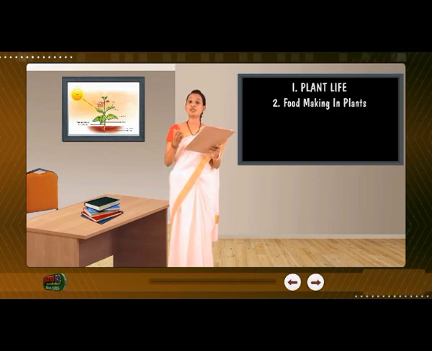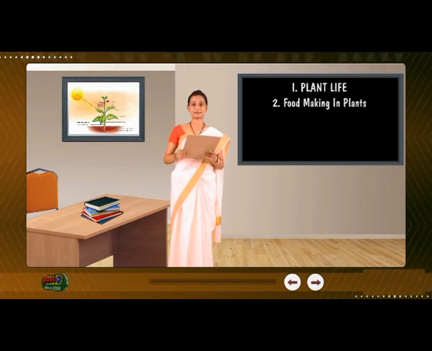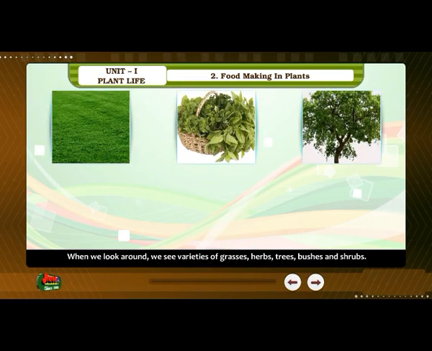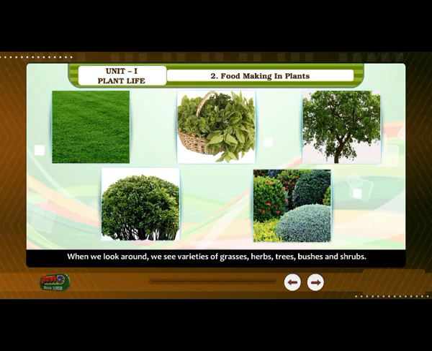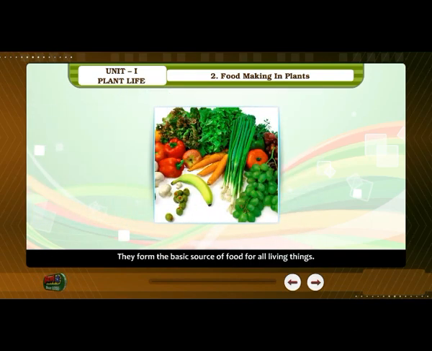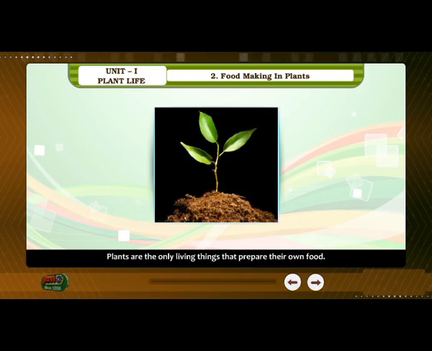In this lesson, you will learn about food making in plants. When we look around, we see varieties of grasses, herbs, trees, bushes, and shrubs. They are necessary for life on this earth. They form the basic source of food for all living things. Plants are the only living things that prepare their own food.